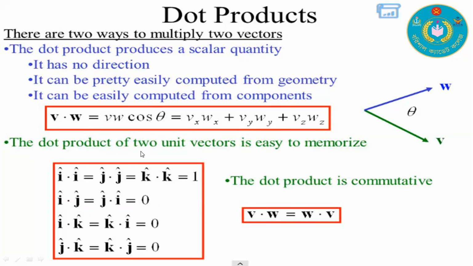The dot product of two unit vectors can be easily calculated, and here there are some values: i dot i, j dot j, k dot k is equal to 1, and i dot j is equal to j dot i is equal to 0, i dot k and k dot i is equal to 0, j dot k is equal to k dot j is equal to 0, and the dot product is commutative. That's why I can write v dot w is equal to w dot v.